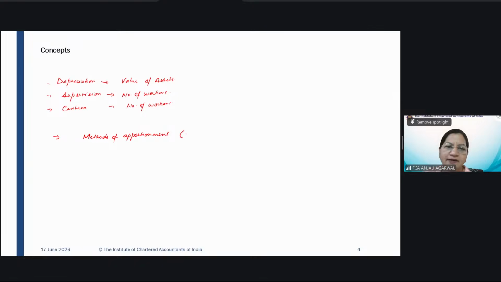When there is a secondary distribution, what is secondary distribution? When I had taken these assets, depreciation, and divided it into various departments on the basis of the value of assets, or the rent amongst various departments, this may be called the primary distribution.